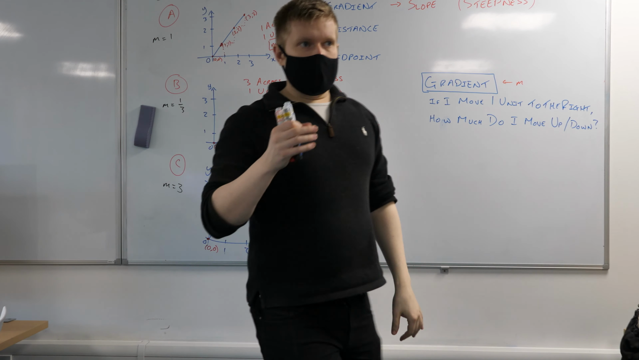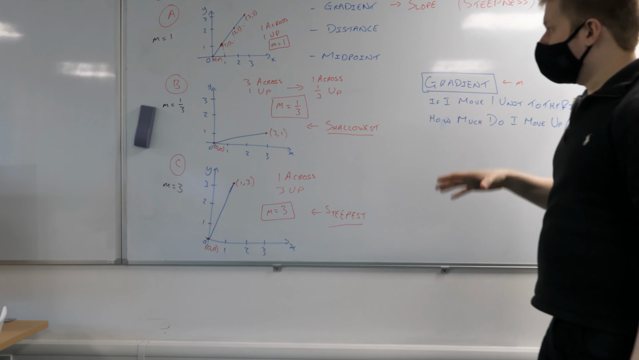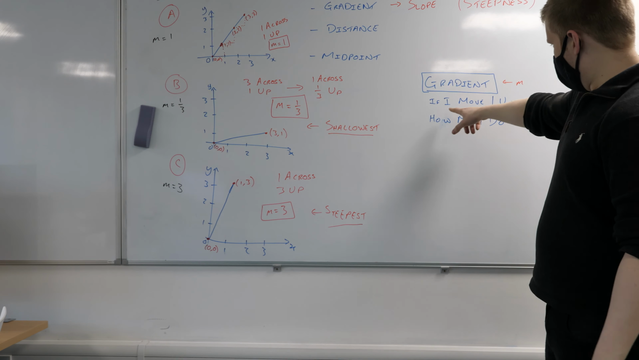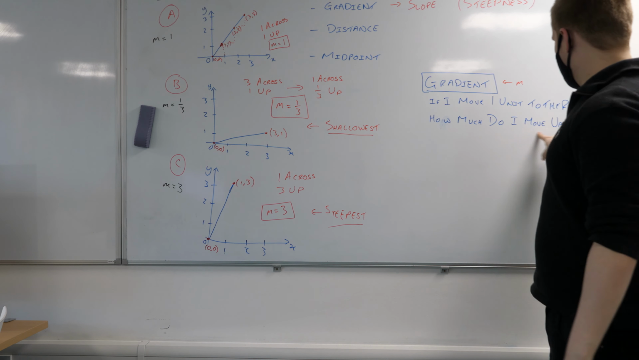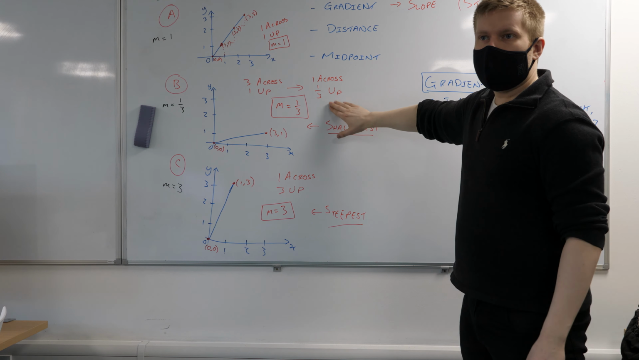So formally speaking then, how are we going to define gradient? How are we going to define our formula? Because there is just a formula which you can do. Well look, I'm going to play on this idea. If I move 1 unit to the right, how much do I move up or down by? Okay? Have a look at this example here.